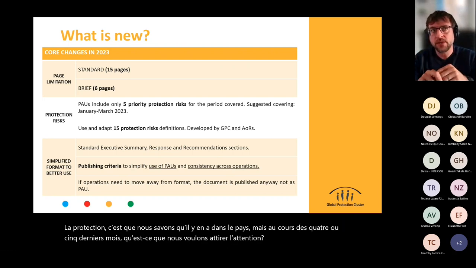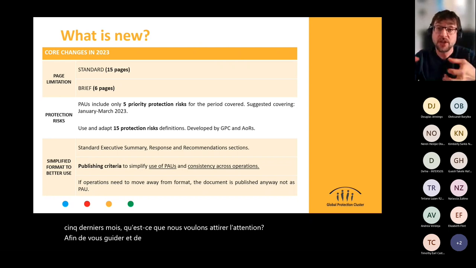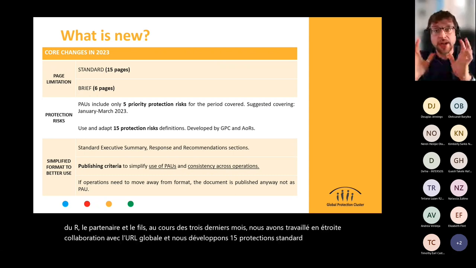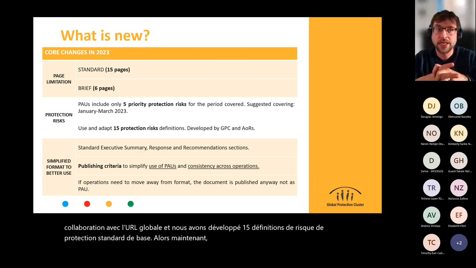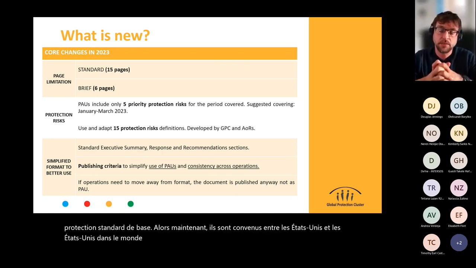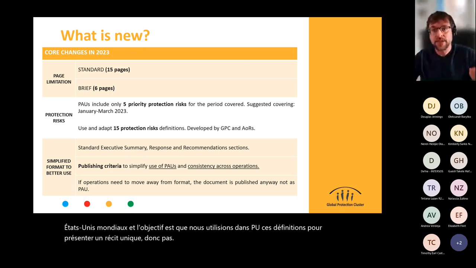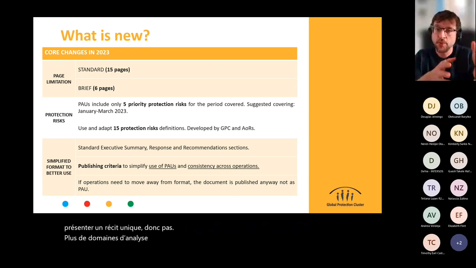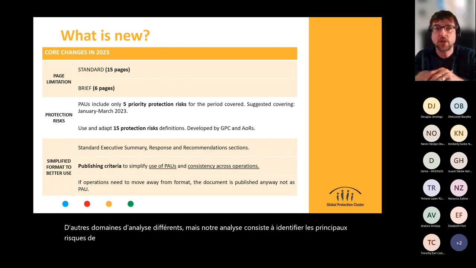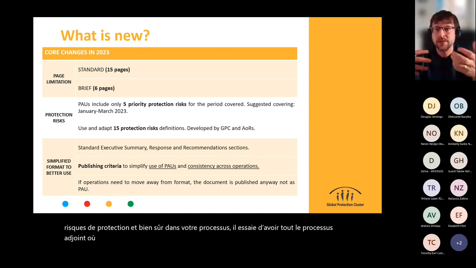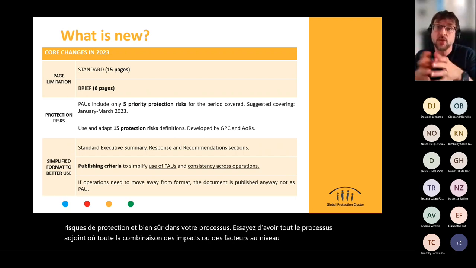In order to guide you through and to streamline that process a bit, specifically with the colleagues of the AoR and the partners, for the last 3 months we've been working closely with the global AoRs, and we developed 15 core standard protection risk definitions. Now they are agreed between us and the global AoRs. The goal is that we use those definitions in the PAUs to present a unique narrative. So not different areas of analysis anymore, but our analysis is to identify core protection risks. And of course, in your joint process, the combination of the impacts or the drivers at the level of each area contribute to the risk or are affected by the risk.